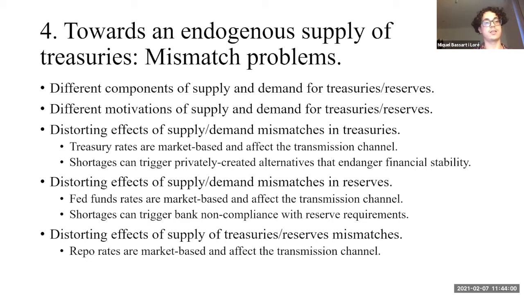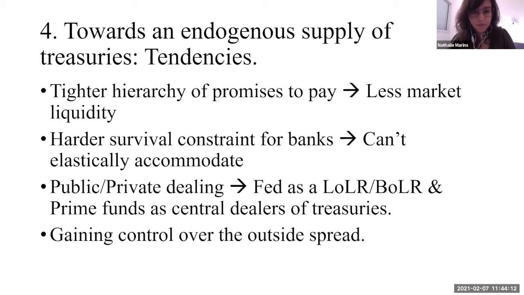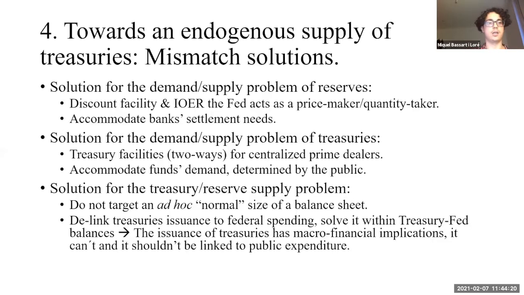to accommodate the demand for safe asset and safe deposit alternatives not by linking it to the federal expenditure, and just make a two-way facility with prime funds as centralized dealers of these safe assets and safe collateral, so that the Fed becomes a price taker and a quantity maker, and a price setter, and the opposite for prime funds. Sorry for this very quick conclusion, which sounds like too much of a jump, but I'm afraid I exceeded the time. So I'm open to answer all the questions quickly if you have any.